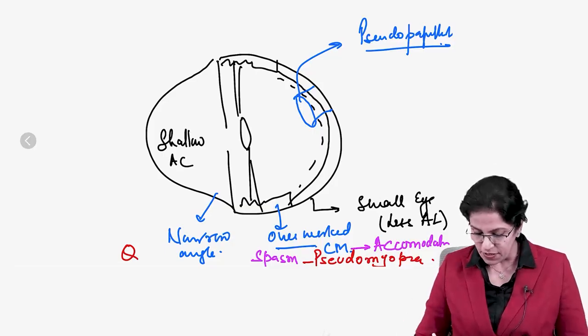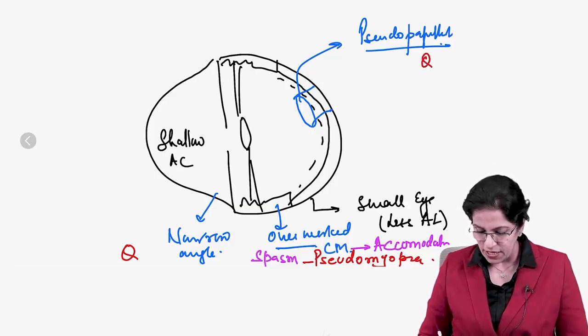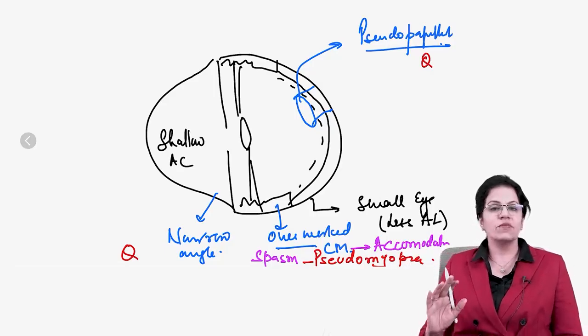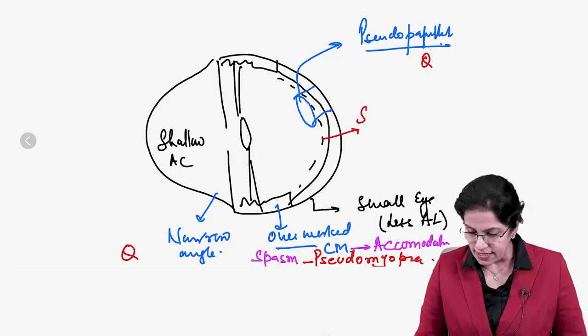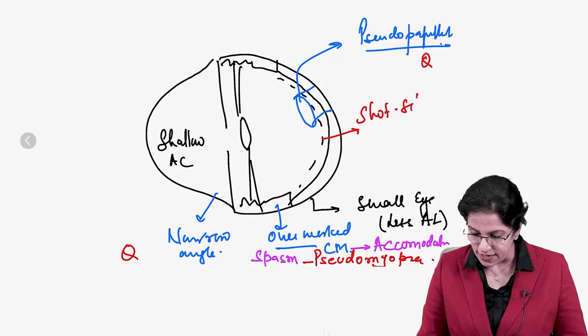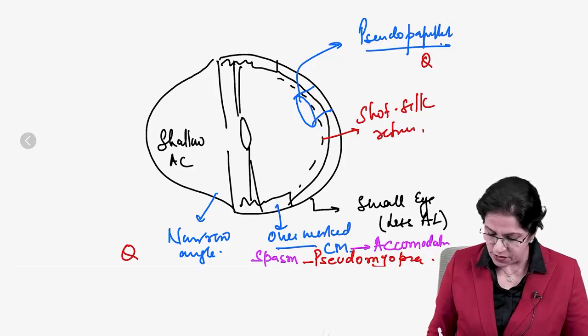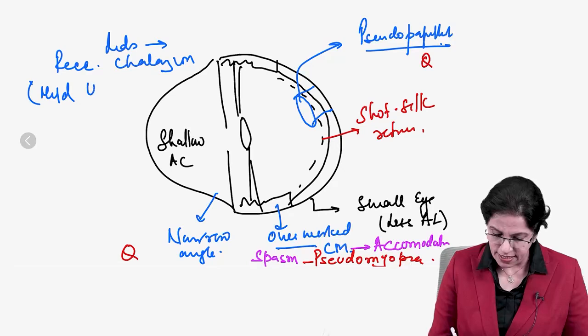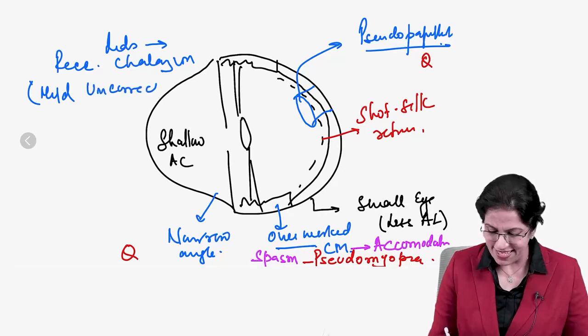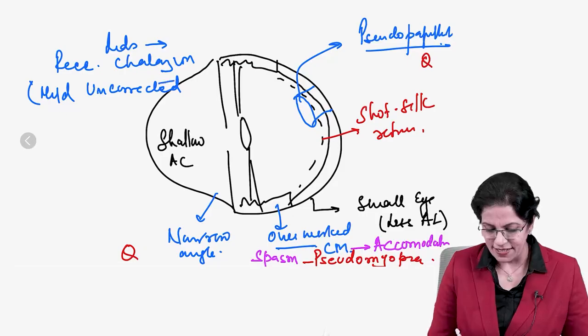This is also very important. Another feature, we can see some shine in the retina, and that is what is called shot silk retina. And of course, on examination of the lids, you can note down recurrent chalazion, especially if there is mild uncorrected refractive error.